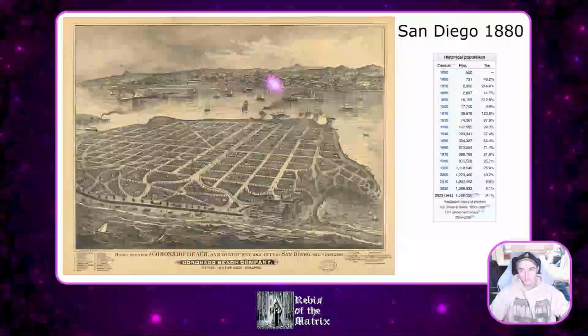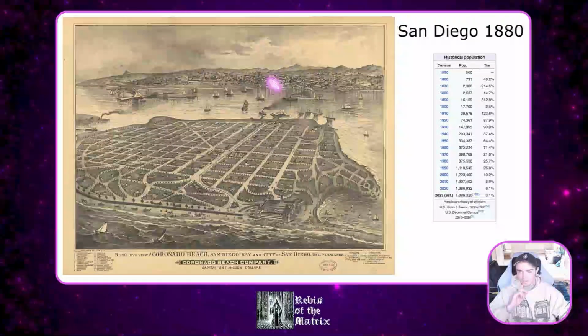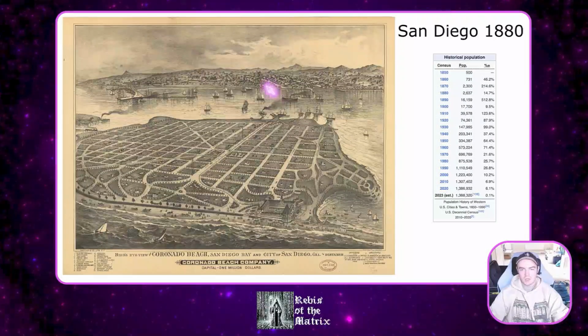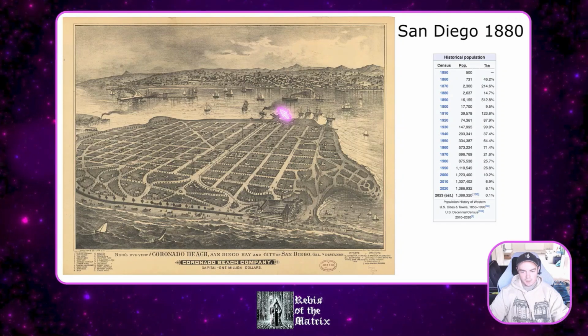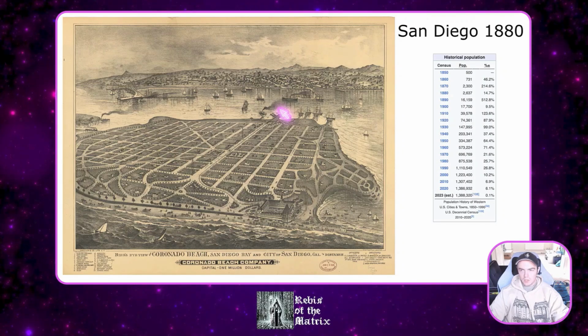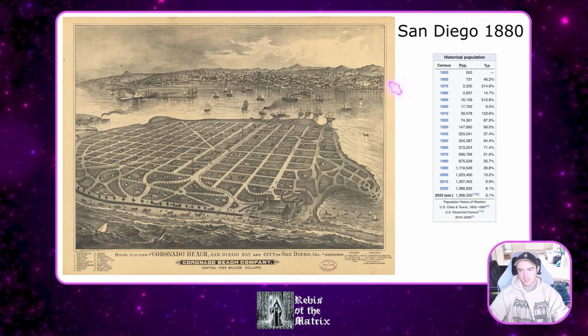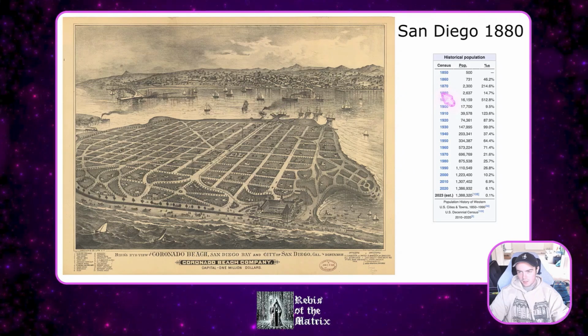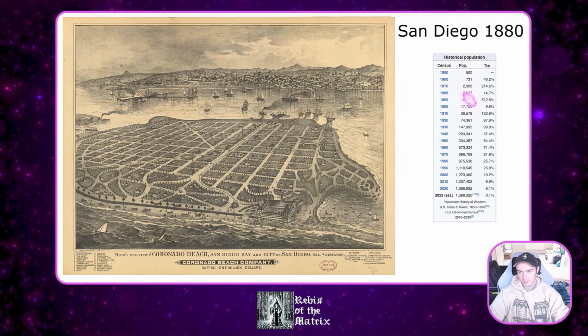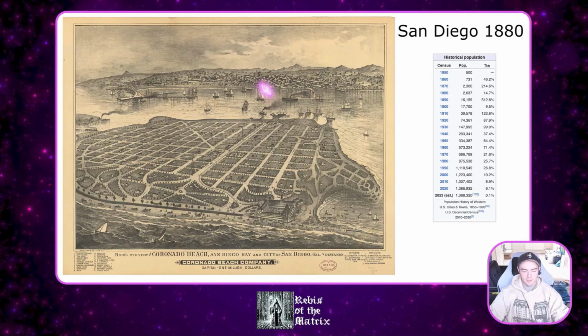Like to explore in more detail. So all these panoramic maps are from the Library of Congress. You can check them out for yourself. They're all historical documents. This is San Diego in 1880, and we're told with published historical figures that in 1880 there was a population of about 2,700 people.